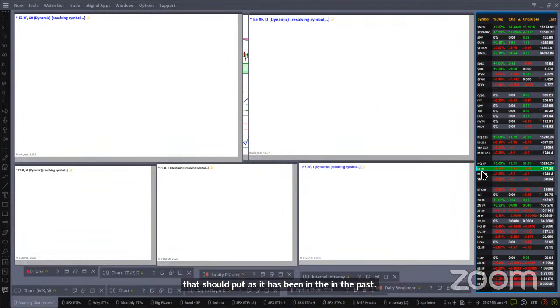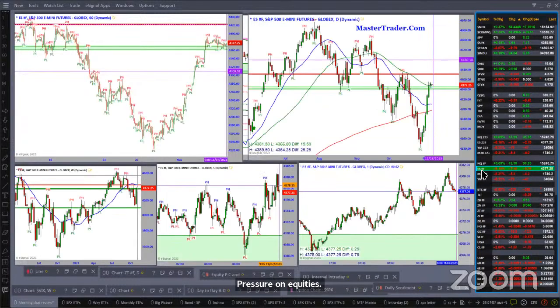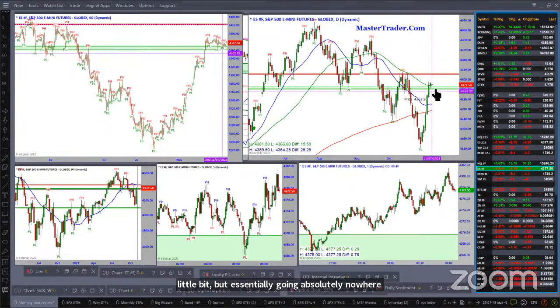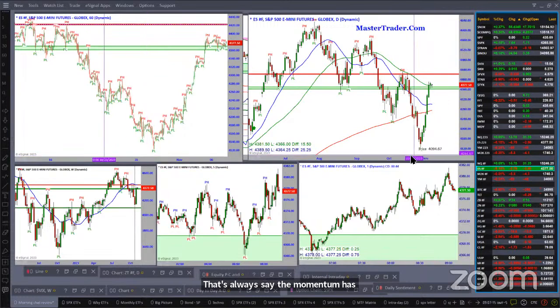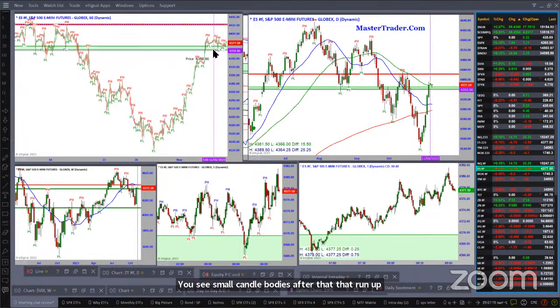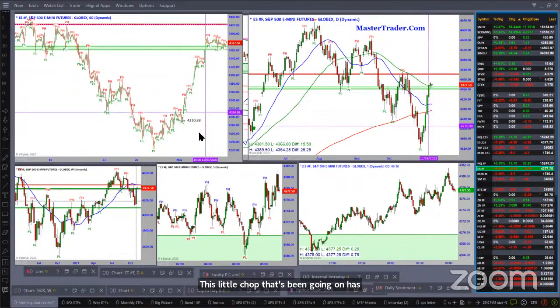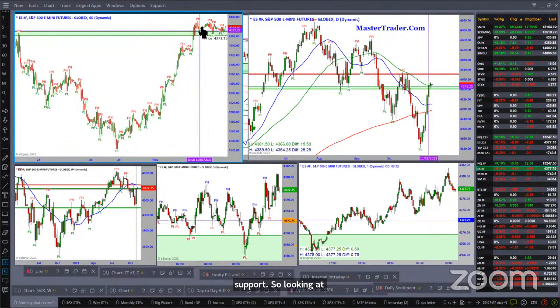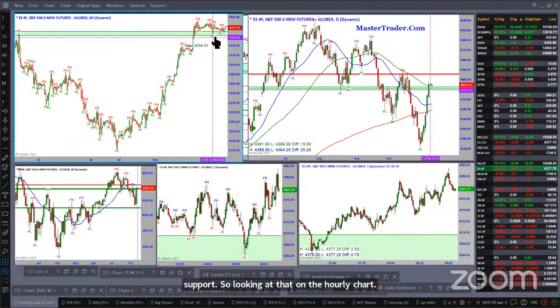And you can see futures are down a little bit, but essentially going absolutely nowhere. That's why I say the momentum has completely stalled. You see small candle bodies after that run up. And this little chop that's been going on has created some support. So looking at that on the hourly chart, and we've got pivot highs and we've got pivot lows.